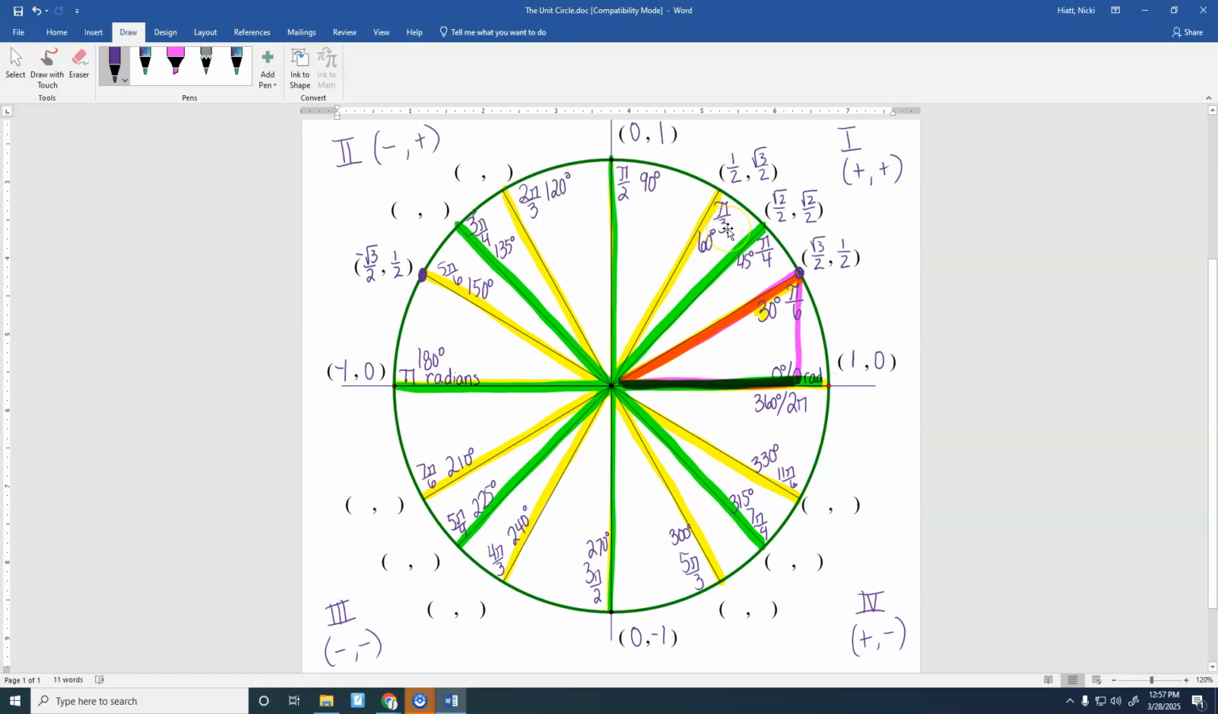And then the same thing is going to happen for the other two coordinates there. So you're going to have negative square root of 2 over 2 and positive square root of 2 over 2. And then you'll have negative 1/2, square root of 3 over 2.